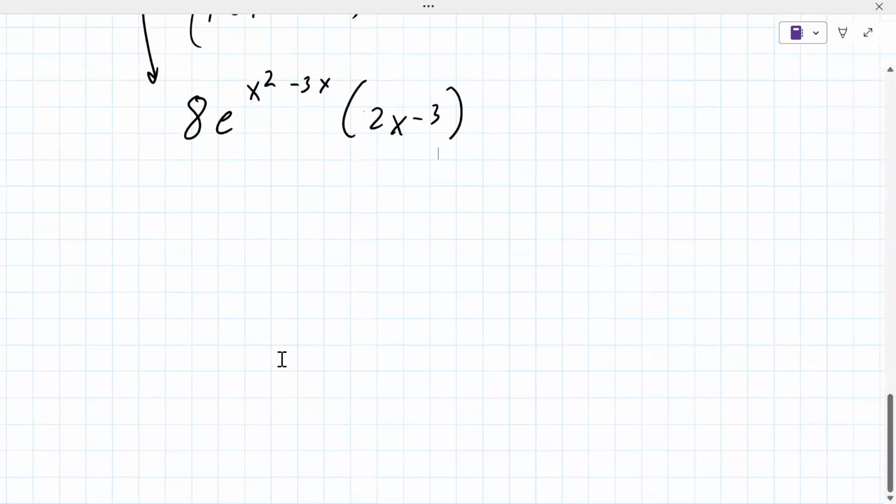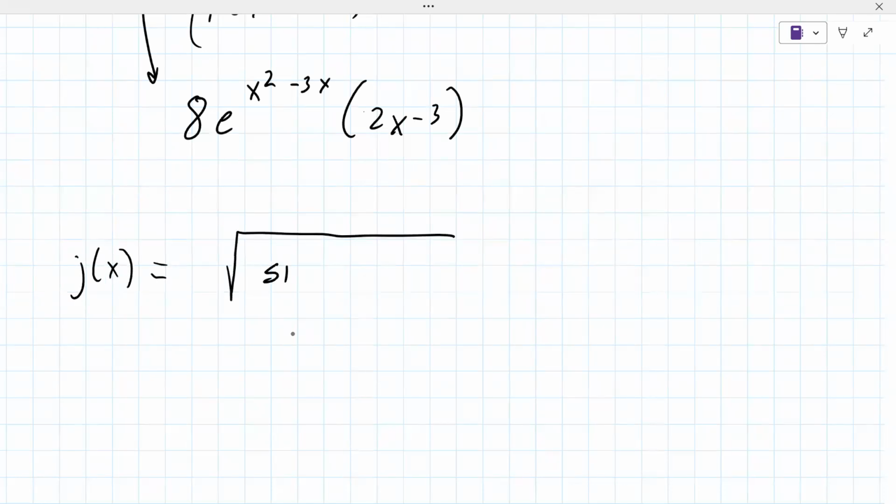Now let's try a little bit more with the chain rule here. Let's say I'm going to make one up here. J of x equals square root of sine of e to the pi x. Yeah, looks good. So give that your best effort. Okay.